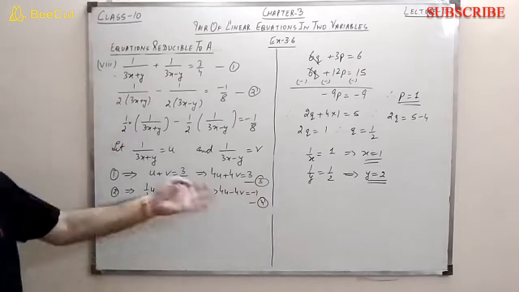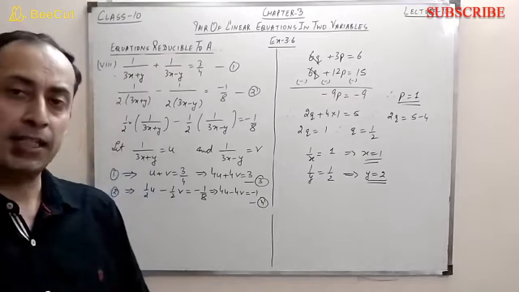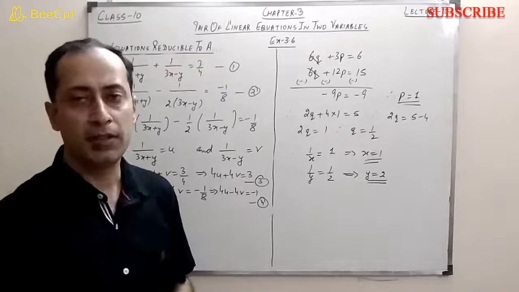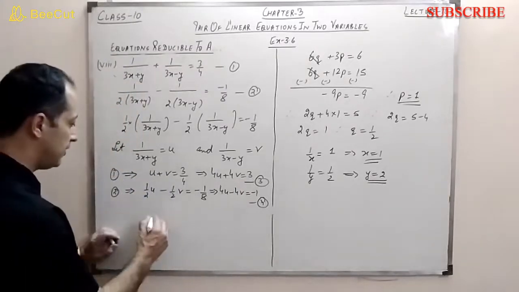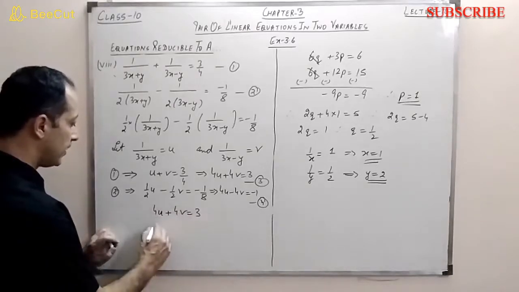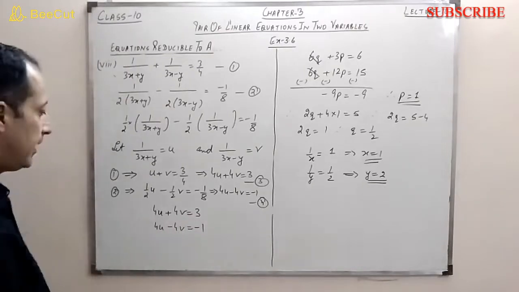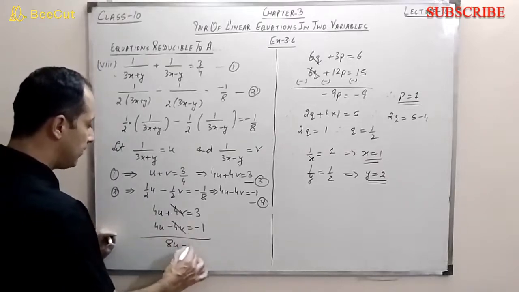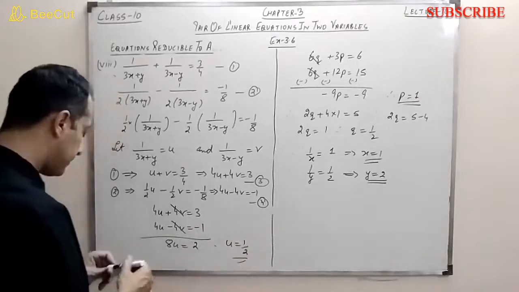Now you can see in both equations the coefficients are equal. So either I can add them or subtract them, that is my choice. If I add them, the variable v cancels out because they have opposite signs. So I just add the two equations. This is 4u plus 4v equals 3, and 4u minus 4v equals minus 1, right? Now when I add these two, this cancels. This is 8u equals 2. Therefore the value of u comes out to be 1 by 2.